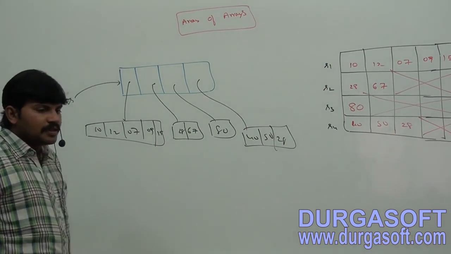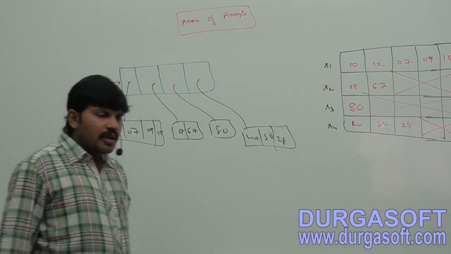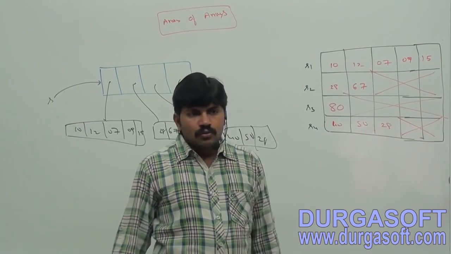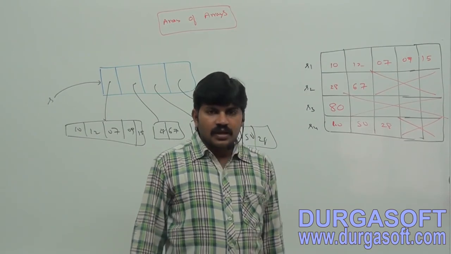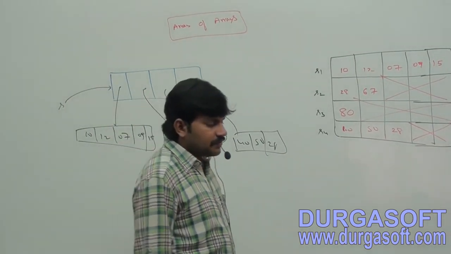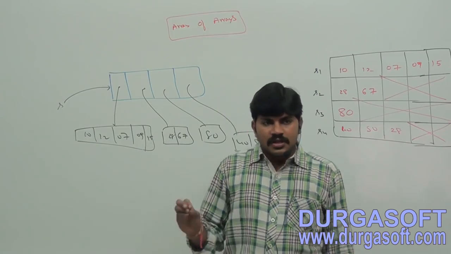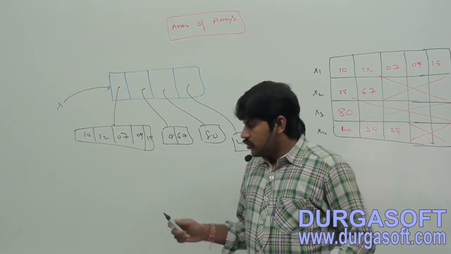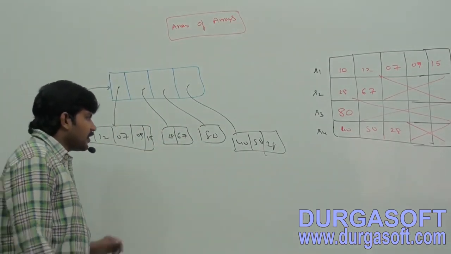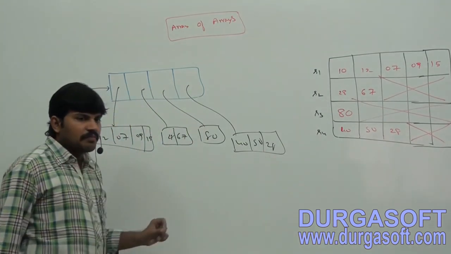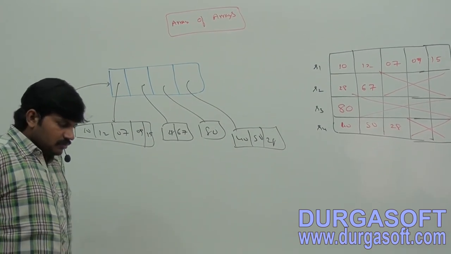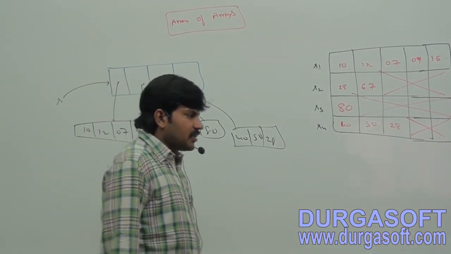In Java, take a heading: two-dimensional array creation. Under that, add: in Java, two-dimensional array is not implemented by using matrix representation. Not implemented by using matrix style.